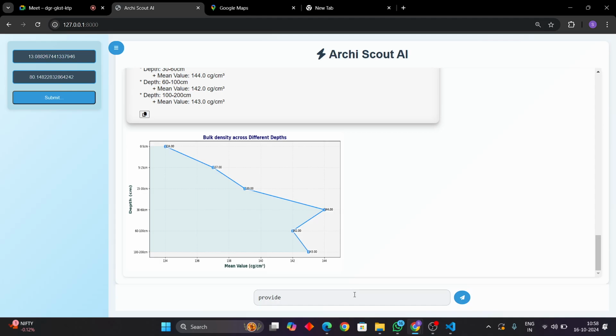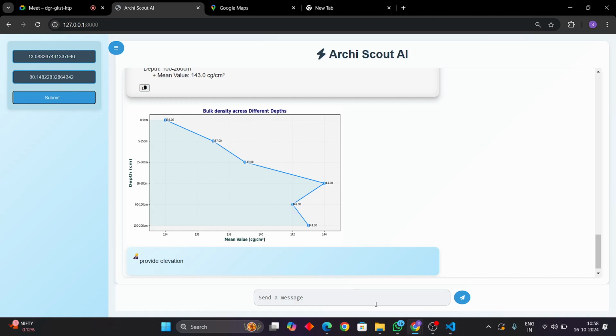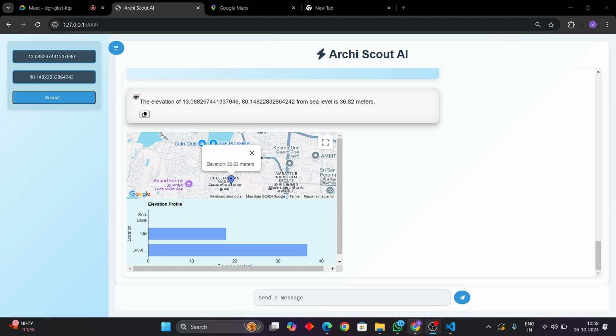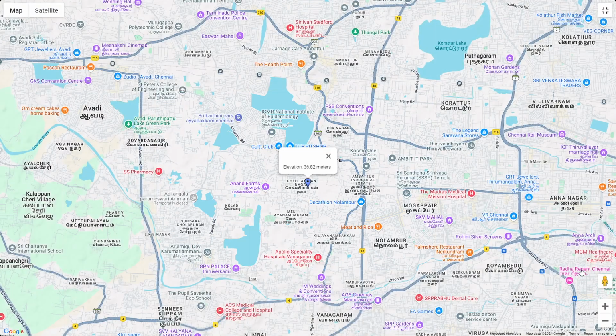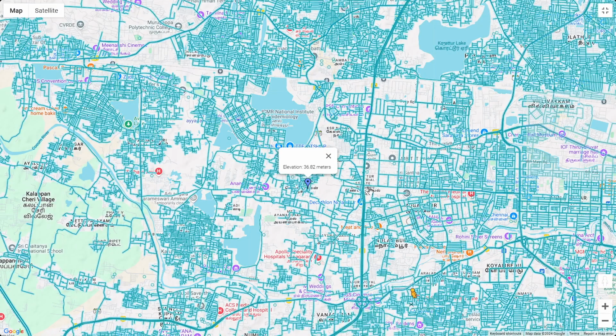And there is another feature called elevation. Elevation is to determine whether the area falls under low ground, mid ground or high ground. In low ground, the flow of water is more, so the possibility of flood is more.